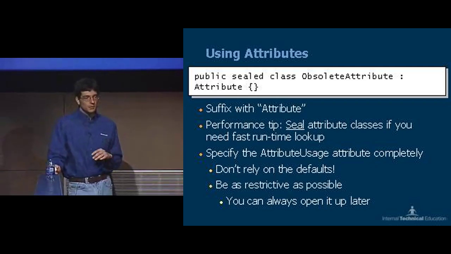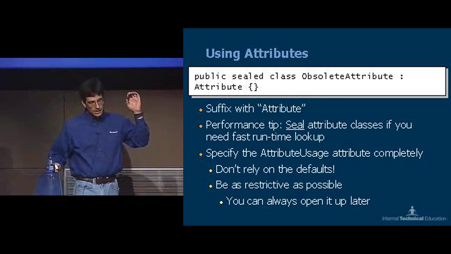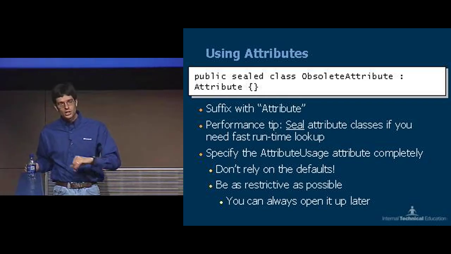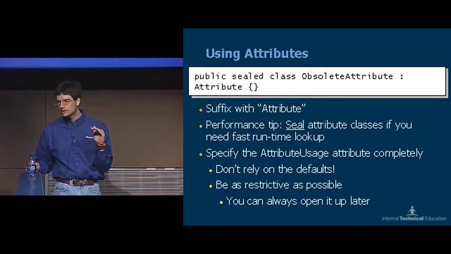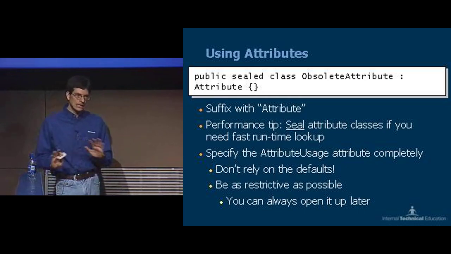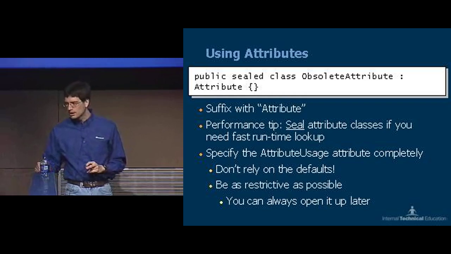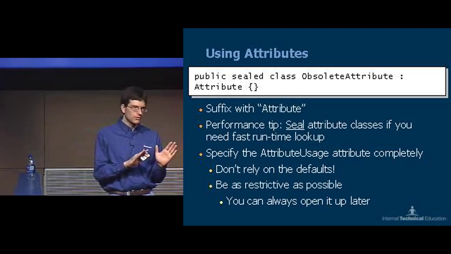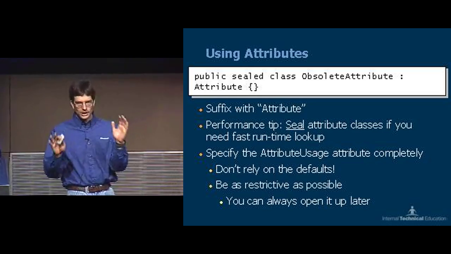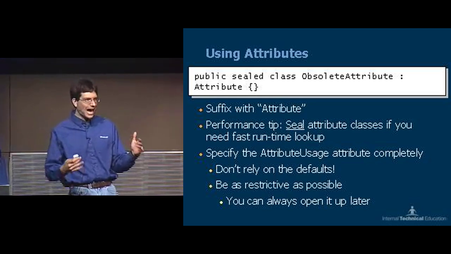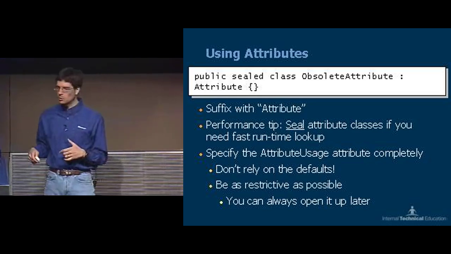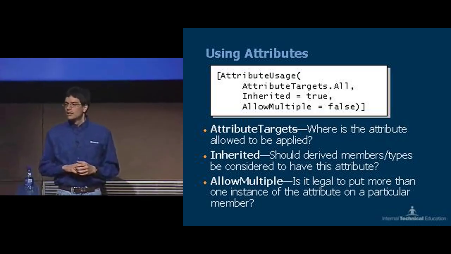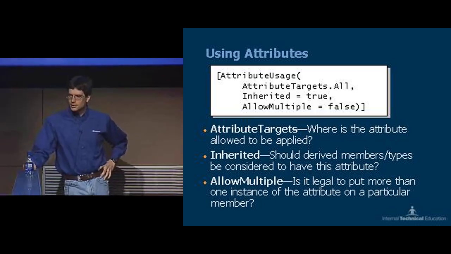So we're going to talk a little bit about the AttributeUsage attribute, which specifies where the attribute can be used, if you need to specify that completely and not use the defaults. You need to be very restrictive in terms of where it can be used, only allowing it where it actually makes sense. You can always add more later. Okay, so that's the AttributeUsage attribute.